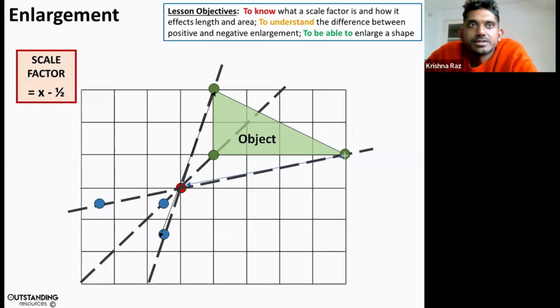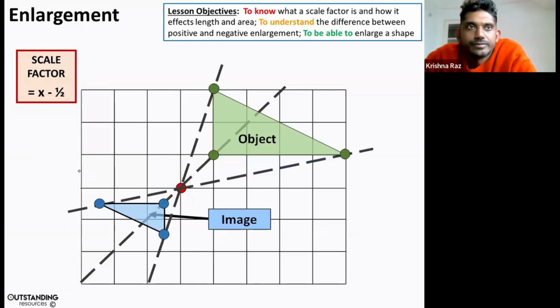Similarly here, whatever that distance is, half it and measure it on that side of the crossover. And the last point here, that distance half over here. And we join the points together, we will get our image, which is the transformed shape. So that blue image is the enlargement of the object, which is in green, by a scale factor of -1/2.